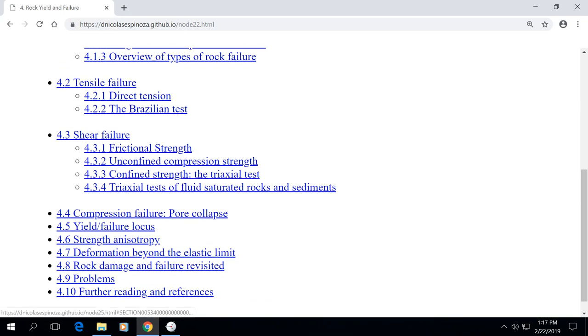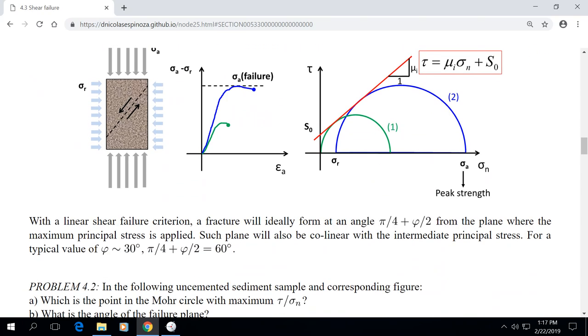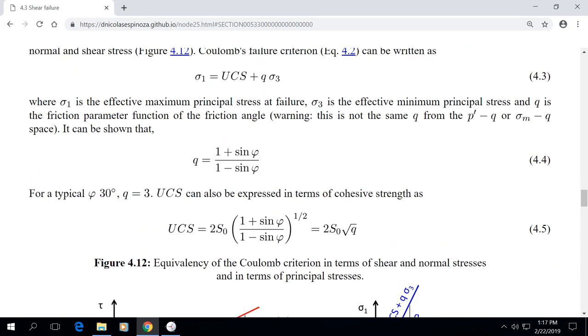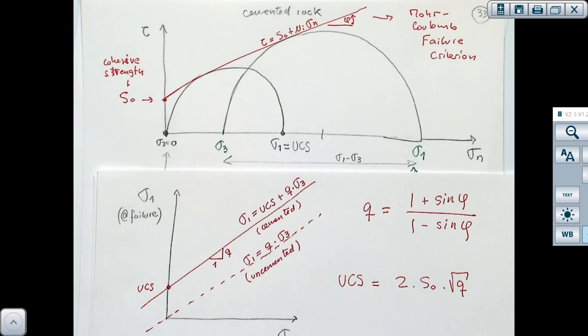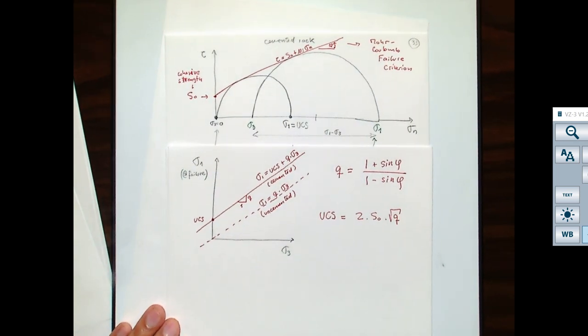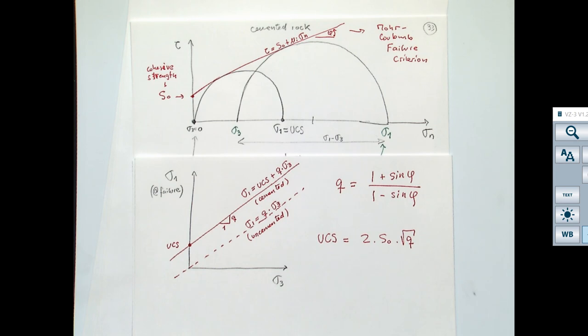So, let's see. I think we were here. Okay, this is what we were looking for, and that's the equation that I needed. So UCS is going to be related to the cohesive strength, and it's going to be equal to 2 times cohesive strength times square root of Q. So let me come back over here. Now we have the two types of plots, and they are exactly the same, but it's much easier to fit experimental data using this space than that space.